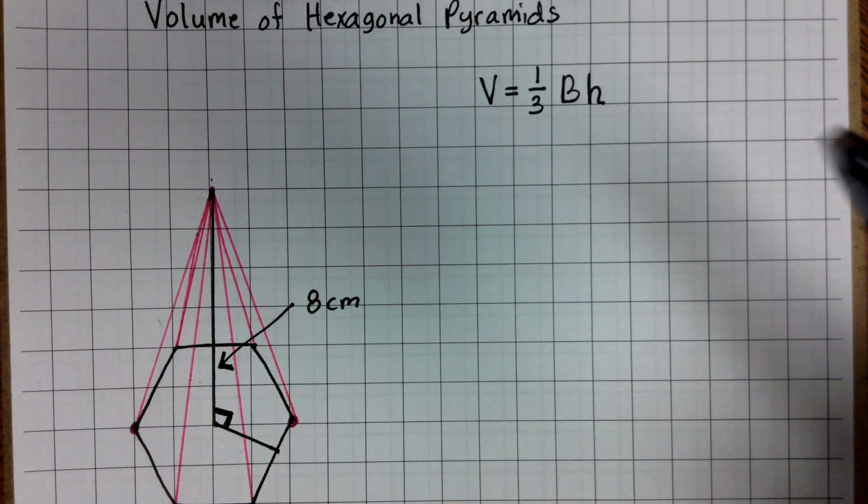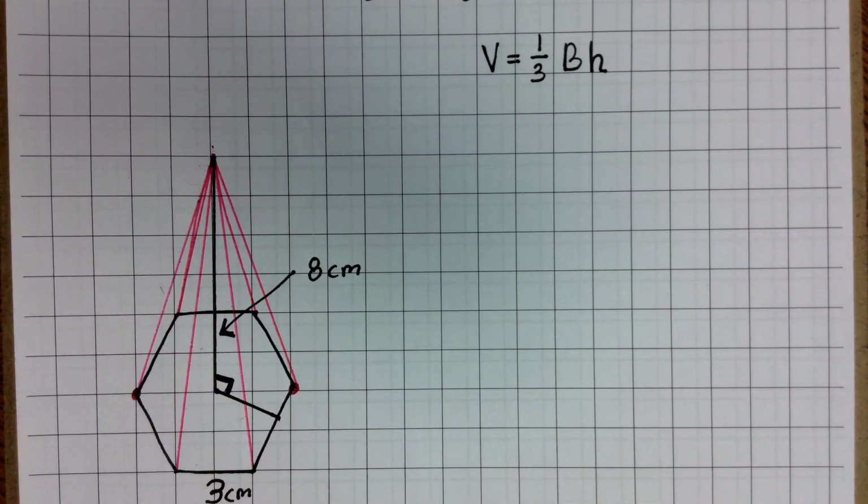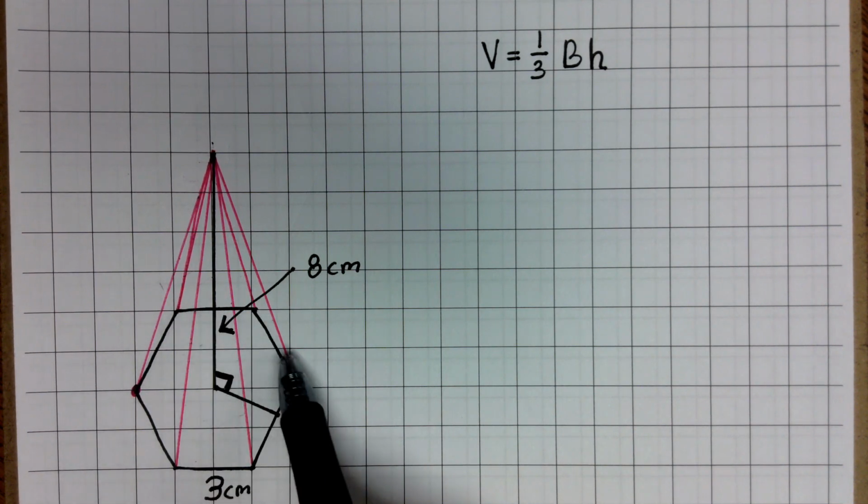In this video, we're going to be looking at the volume of hexagonal pyramids. Well, in case you're wondering, what is a hexagonal pyramid? Well, it's a pyramid that has a hexagon as its base. In other words, it has 6 sides on its base.